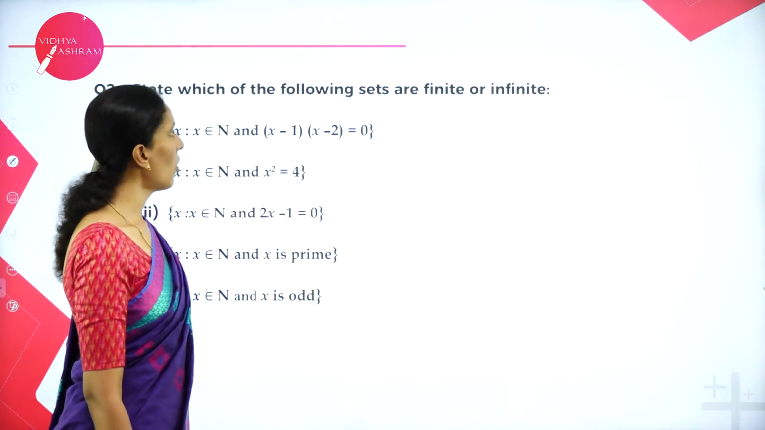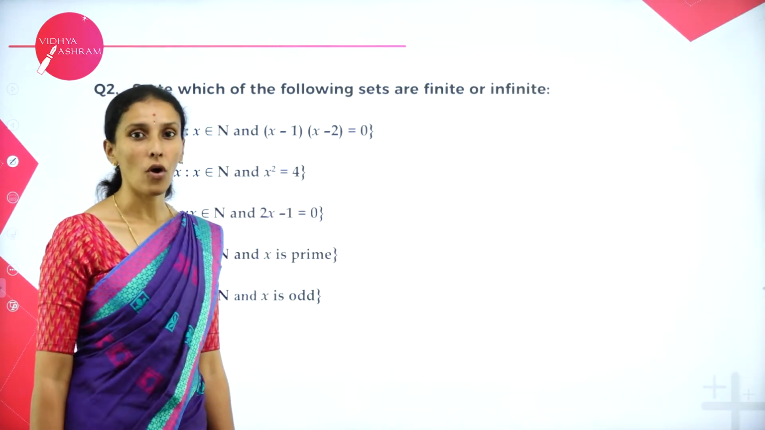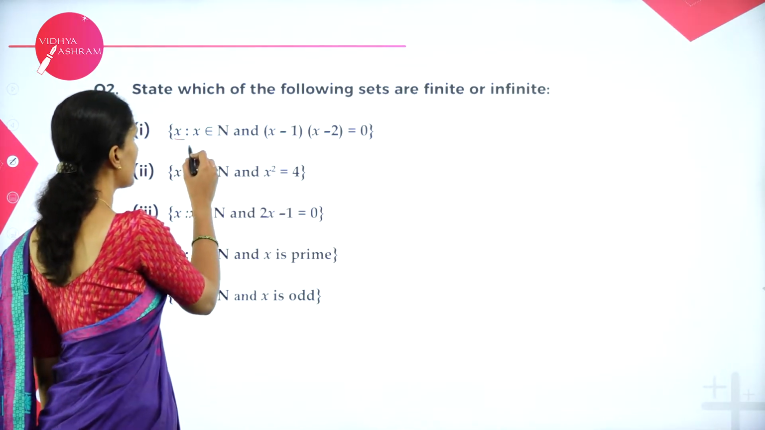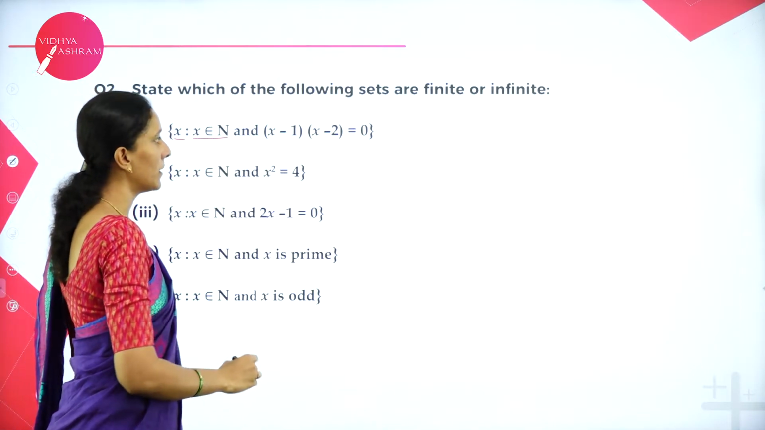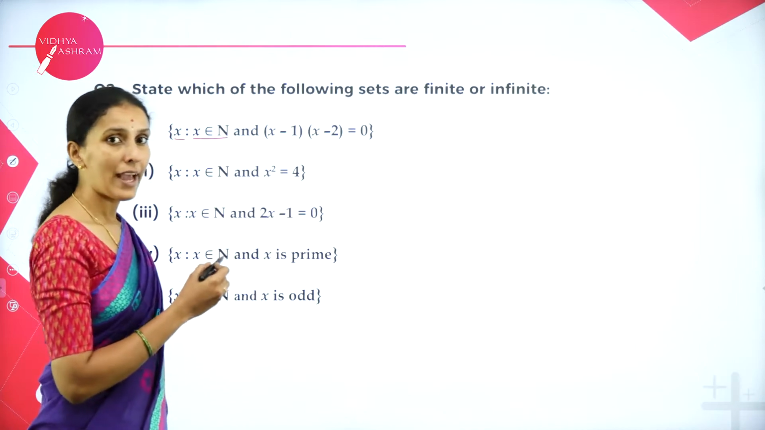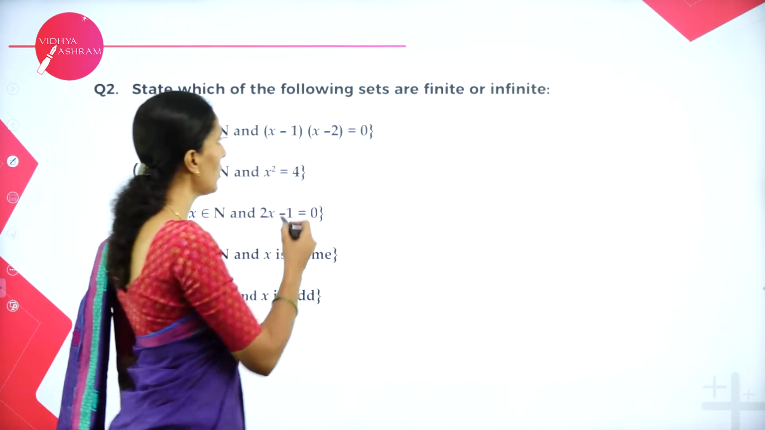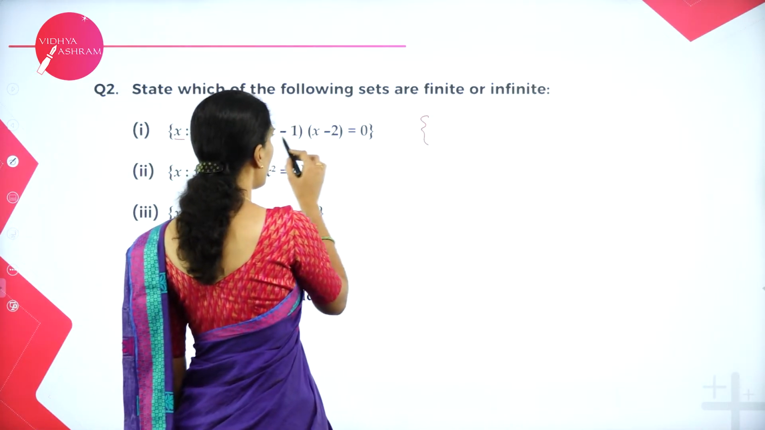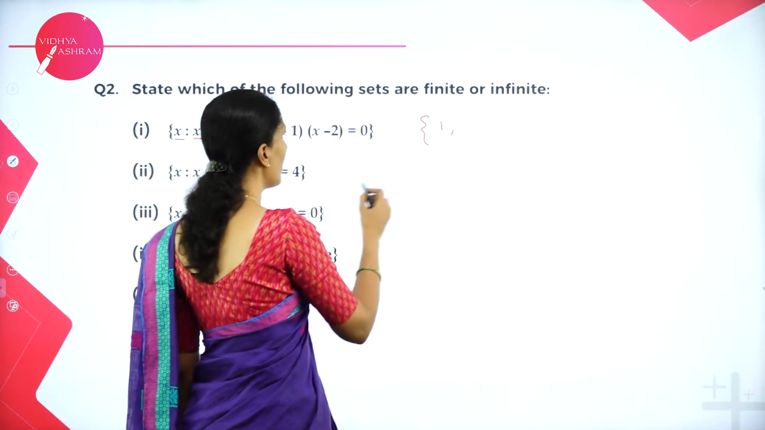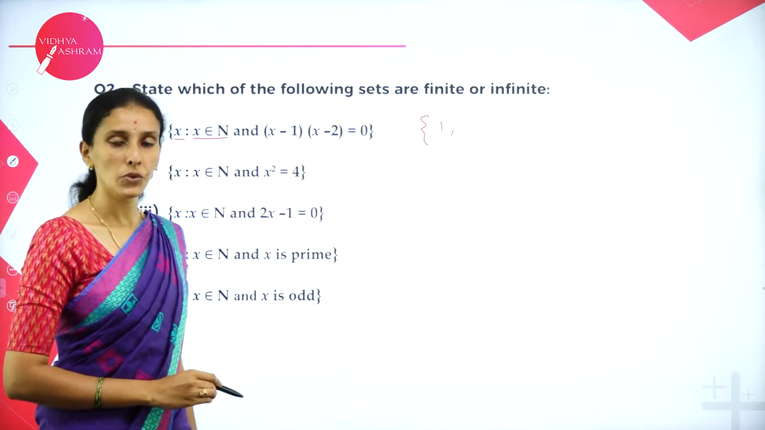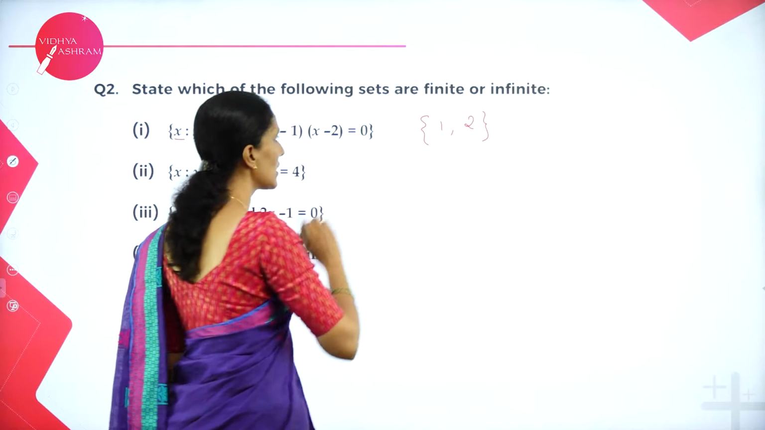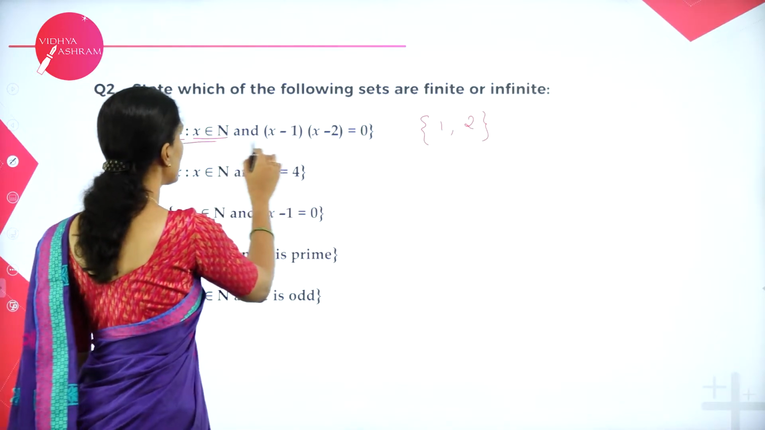State which of the following sets are finite or infinite. The first question is: given x such that x is a natural number and given the equation (x minus 1)(x minus 2) = 0, we have to write the solutions of this set. What are the solutions? When you equate x minus 1 to 0, you will get x is equal to 1. And when you equate x minus 2 to 0, you will get x is equal to 2. So therefore, this is the set for this one.